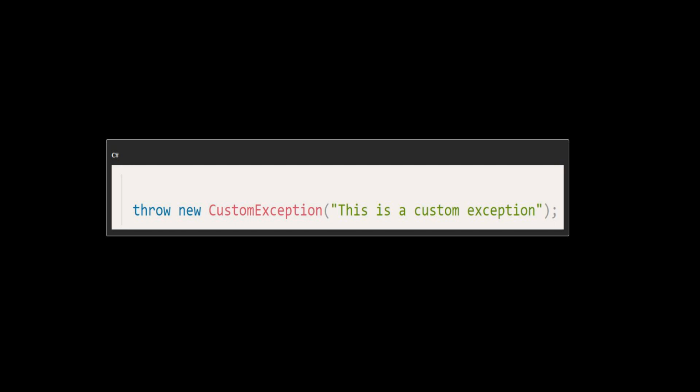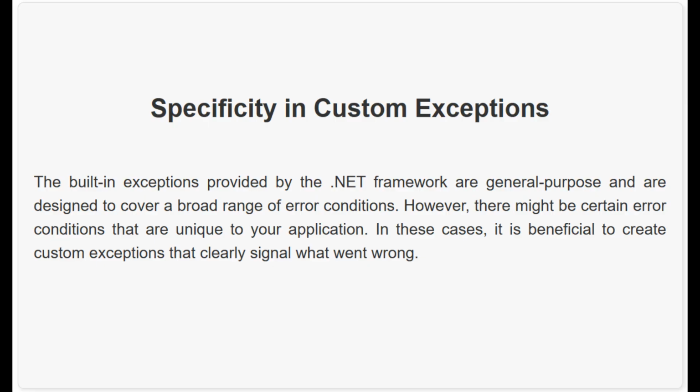But why do we need to create custom exceptions? Well, for several reasons. Specificity. The built-in exceptions provided by the .NET framework are general purpose and are designed to cover a broad range of error conditions. However, there might be certain error conditions that are unique to your application. In these cases, it is beneficial to create custom exceptions that clearly signal what went wrong.